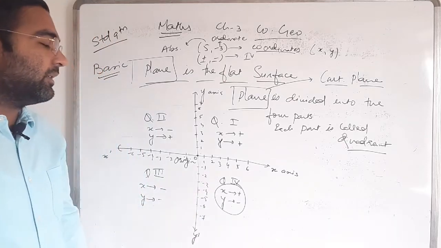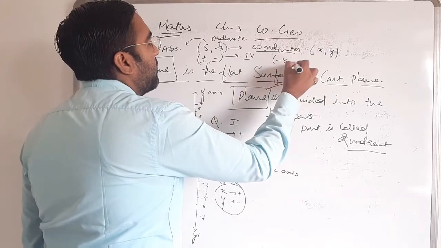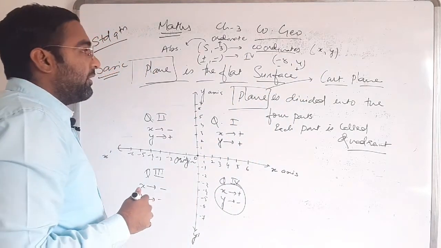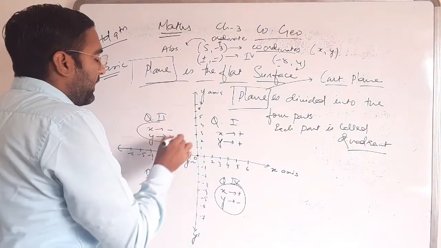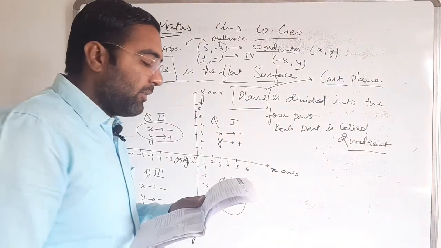Now the second is minus 8, 4. Minus 8 is negative and 4 is positive. Negative, positive points lie in the second quadrant. So minus 8, 4 lies in the second quadrant.